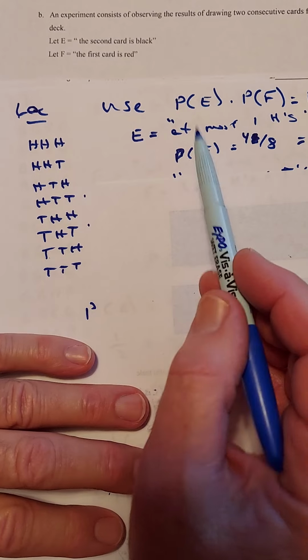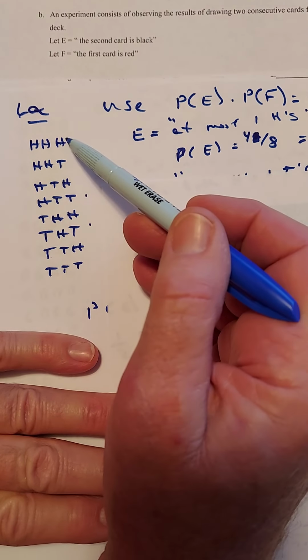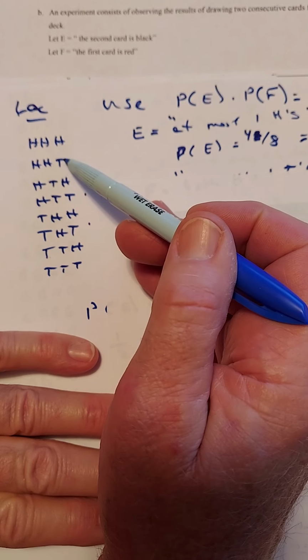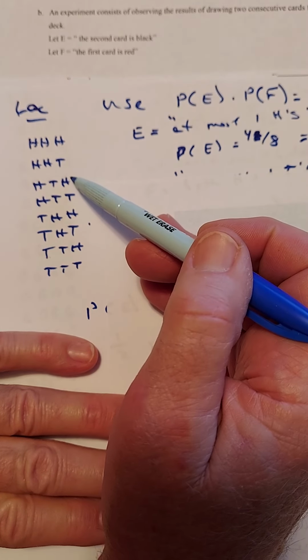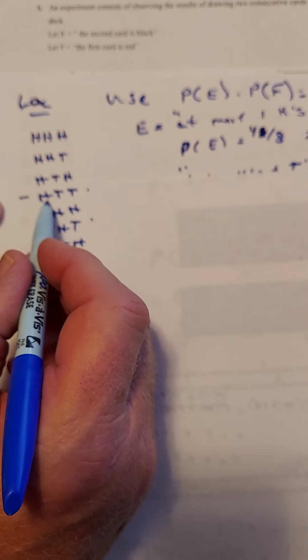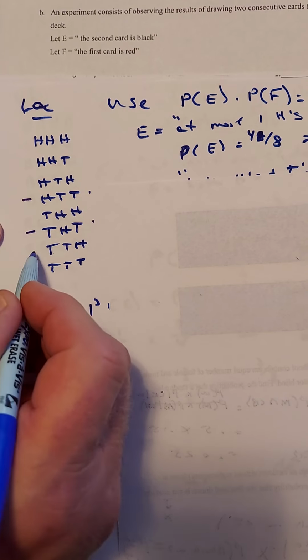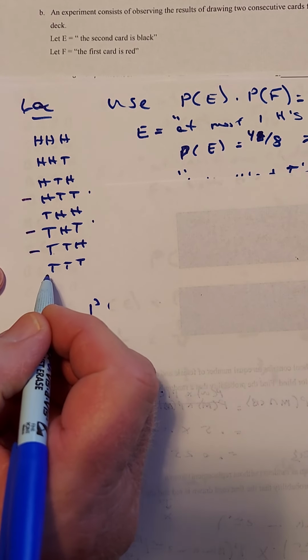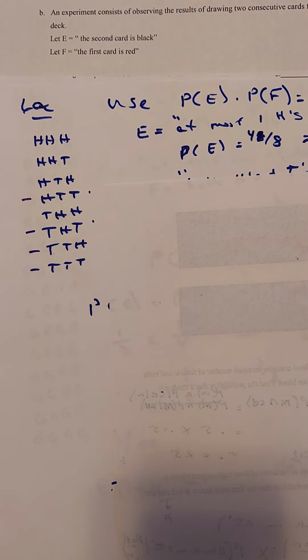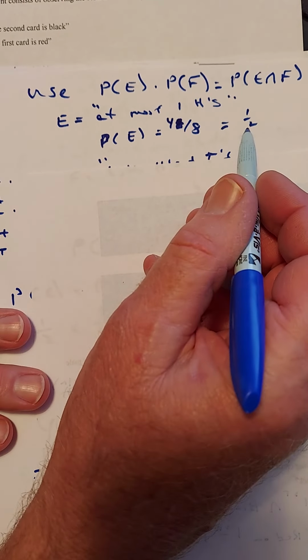So E says at most 1 head. When you look at these, that's got 3, that doesn't work. That's got 2, it doesn't work. That's got 2, it doesn't work. But this guy does. I got at most 1 head. That's got 2, so that doesn't work. This one does, and this one does, and that one would too. At most, it could be 0. So that's 4 out of the 8, or in lowest terms, 1/2.